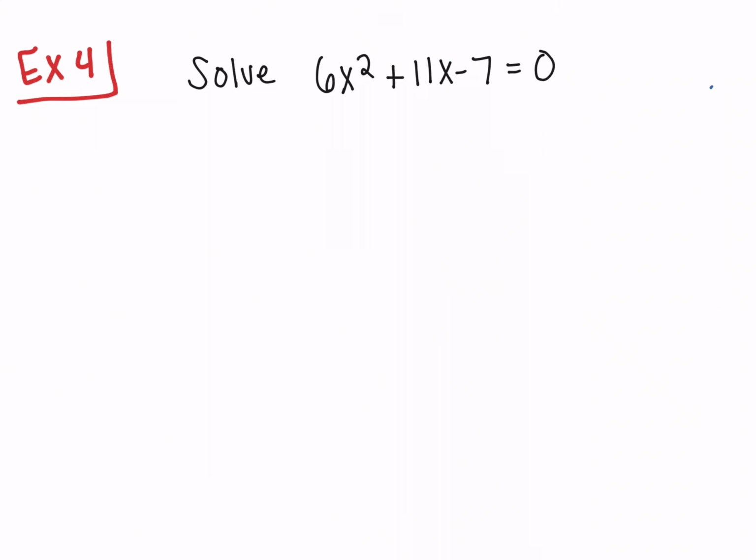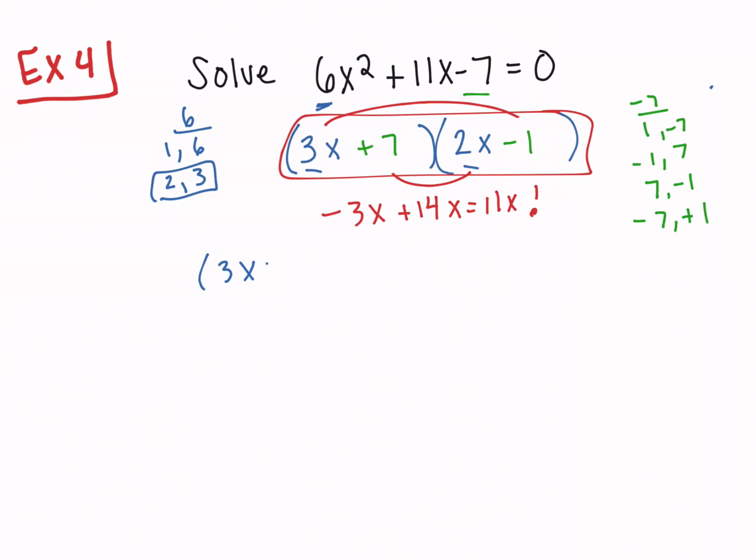So I have 3x plus 7 times 2x minus 1 equals 0. I'm going to take each factor, set them equal to 0. So 3x plus 7 equals 0, and then 2x minus 1 equals 0. So my solutions are x equals negative 7 over 3, x equals 1 over 2.